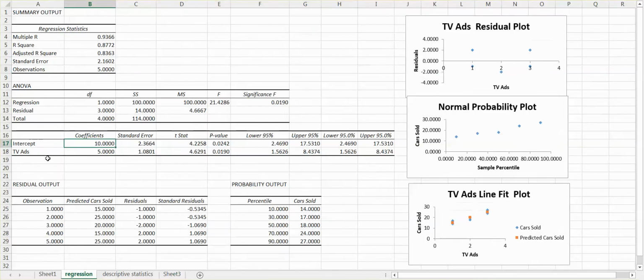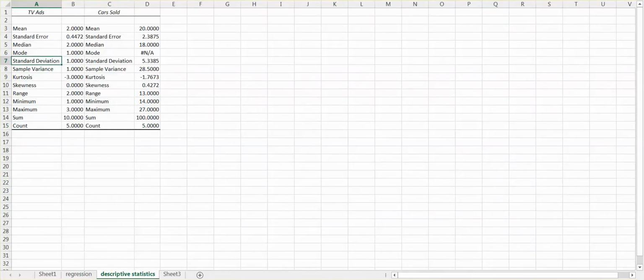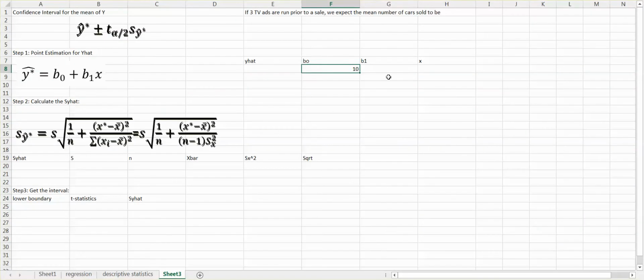And b1 is also in the third part of our regression output. The coefficient corresponding to the TV ads is 5, and 5 is our b1. So we can write down 5. And as I mentioned in this example, the x given is equal to 3.